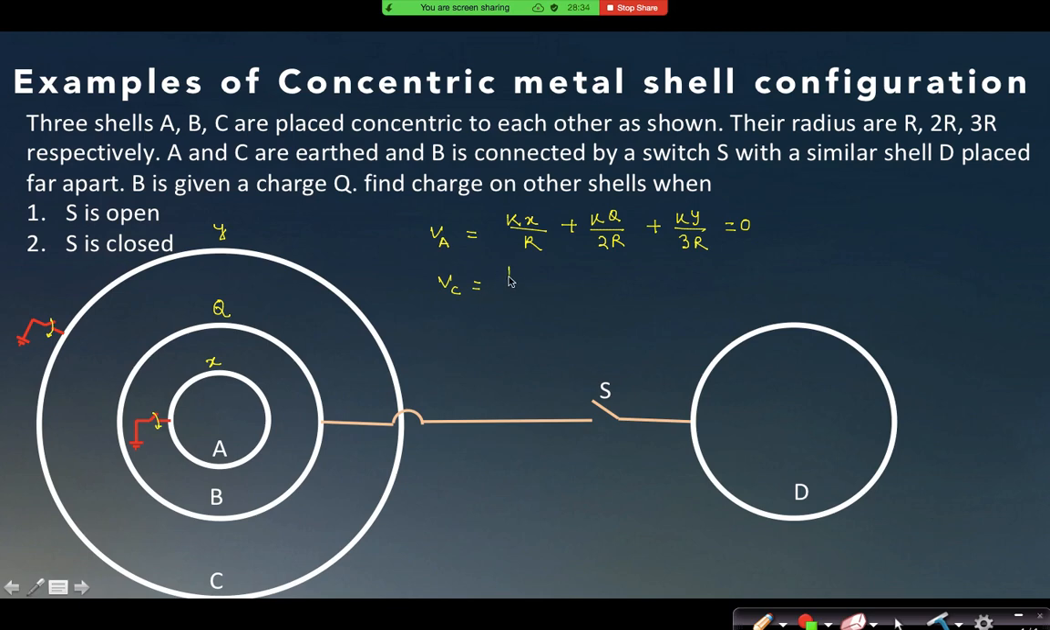Potential at C is K into X by 2R plus K into Q divided by 2R plus K into Y divided by 3R. Again, you can make it 0 and you can find the value of X and Y from these two equations. Yes or no? Yes, sir. Have you calculated the value of X and Y, anyone? Yes, sir. Minus Q by 4 and minus 3Q by 4.